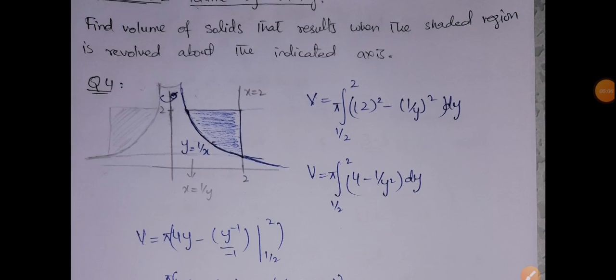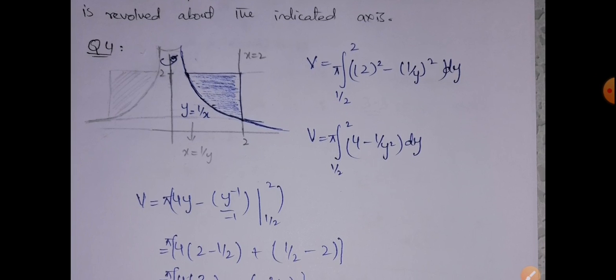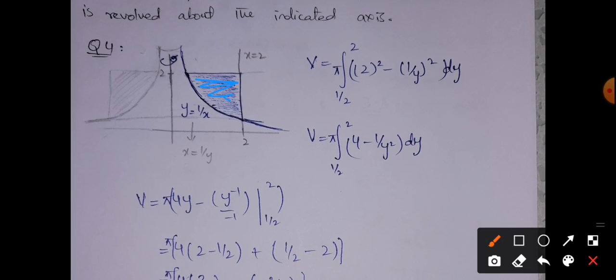So here we have question number 4. We have to find the volume of the solid that results when the shaded region is revolved about the axis. So here we are going to revolve it about the y-axis, and here is the shaded region. You can see that we have two curves, or two boundaries. So we have to apply the washer method, upper boundary minus lower boundary, or the outer curve minus the inner curve. Here we can see that the outer curve, when we are on the x-axis, because we are rotating about the x-axis, is here. We have x equal to 2, and the inner curve is x equal to 1 over y. So outer curve minus inner curve.